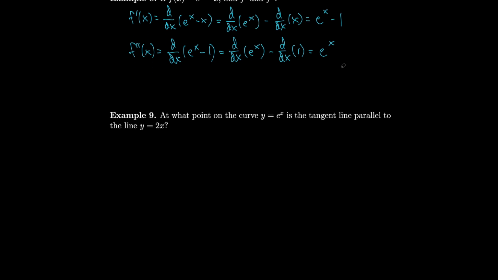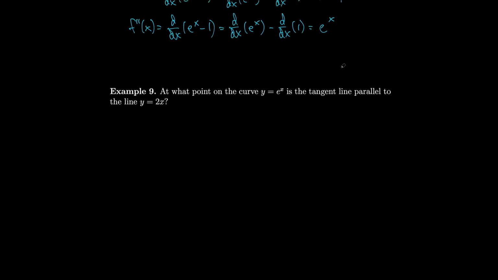Okay, let's look at what point on the curve y equals e to the x is the tangent line parallel to the line y equals 2x. Remember that parallel lines have the same slope, so we should look at the slope of the tangent line, which conveniently is the derivative. So we have y equals e to the x. So the derivative y prime is equal to e to the x, because the derivative of e to the x is e to the x. We also know that that's the slope of the tangent line, m.